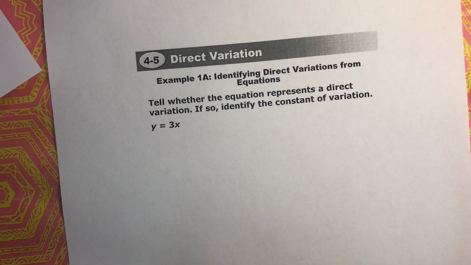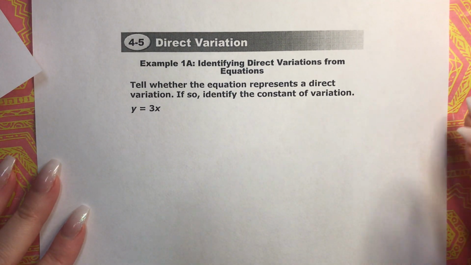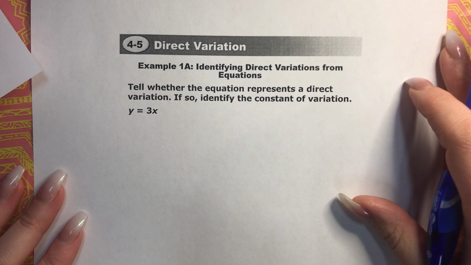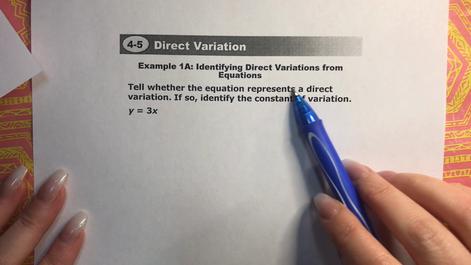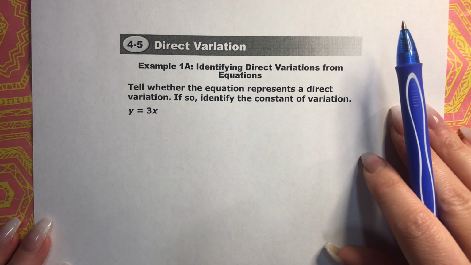Okay, so 1A, what are we doing with this problem? It says identifying direct variations from equations. So we're just going to basically tell whether the equation represents a direct variation. If so, identify the constant of variation. All right, cool, let's do it.